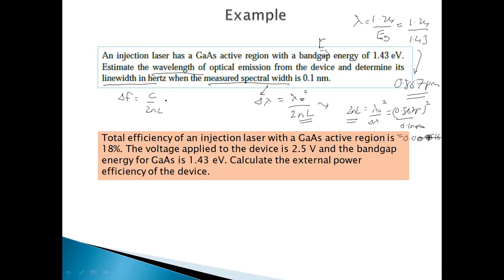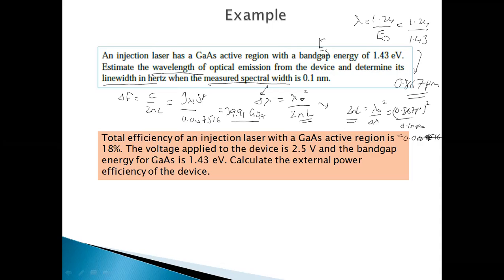Right, so basically we can straight away find delta F, which is 3 times 10 to the power of 8 divided by 2NL, which is 0.007516. So the answer for this delta F is equal to 39.91 gigahertz. So that's how we calculate the line width in hertz when the spectral width is given. This is basically according to the topics that we have learned before the semester break.